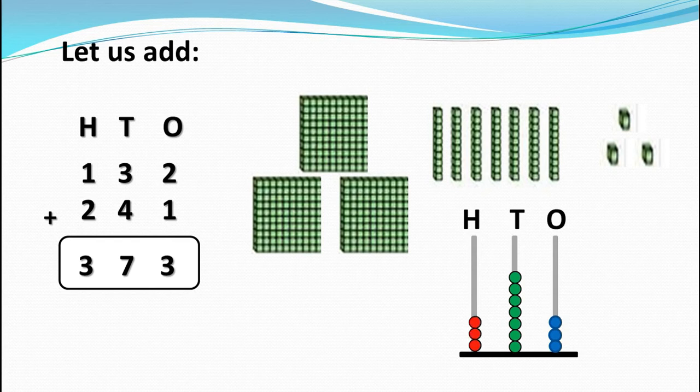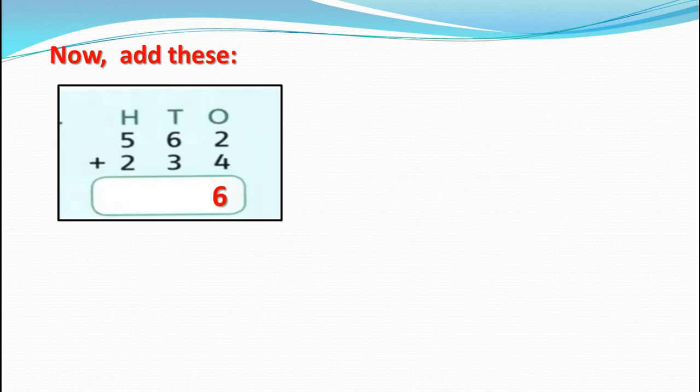So after adding these numbers we will get 373. Now add these. Start with ones. 2 plus 4 equals 6. So here we will write 6. Now add 3 to 6. What number will come? Yes, 9. Now add 2 to 5. The number comes 7.